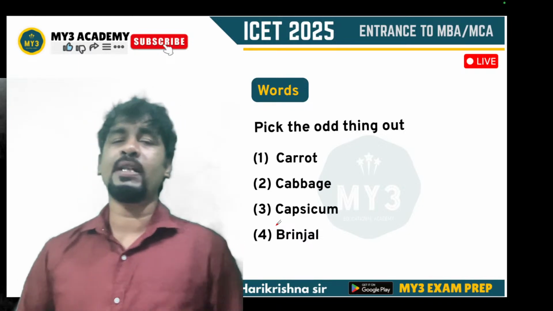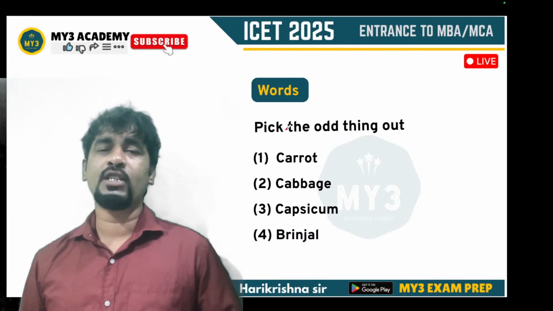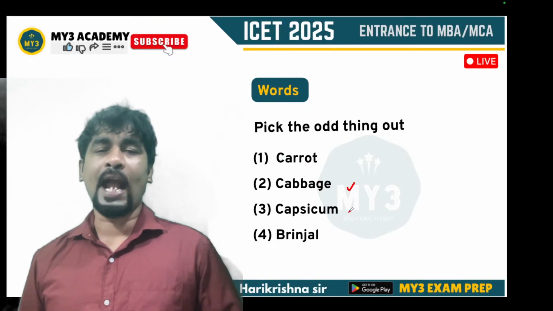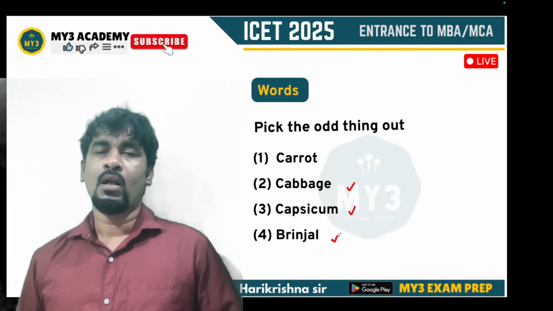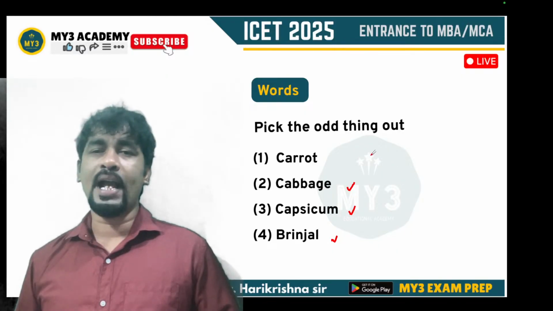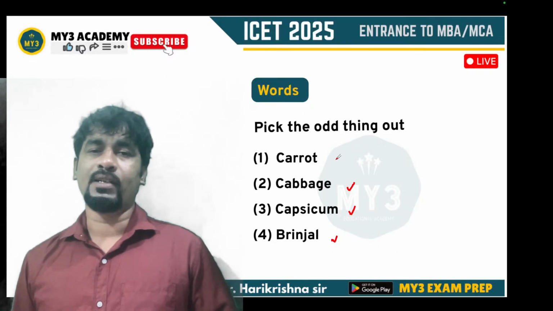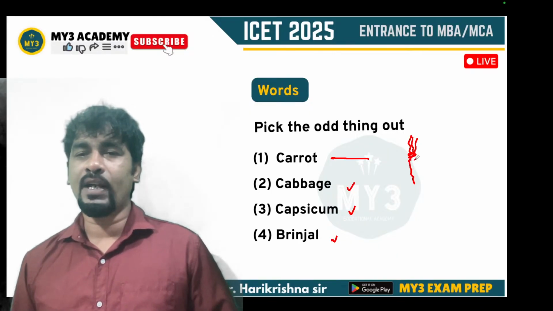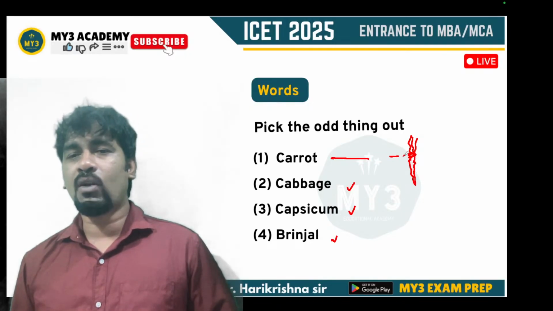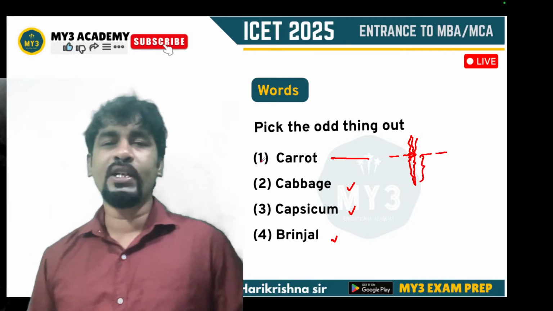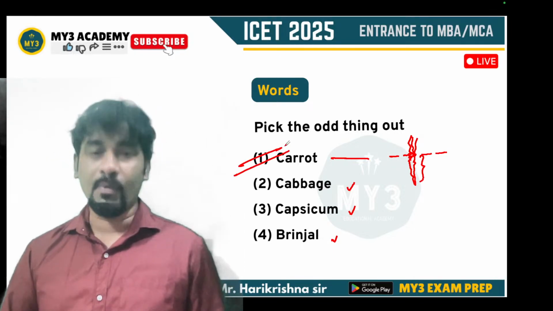So carrot, cabbage, capsicum, brinjal. Out of this, what is the different one? Cabbage, capsicum, brinjal, all these are available directly outside the plant. But if you look at carrot, carrot is a root vegetable. And you can even say potato. All these are called root vegetables. They grow inside the earth. So carrot is going to be the odd man out here. So the answer must be option 1.